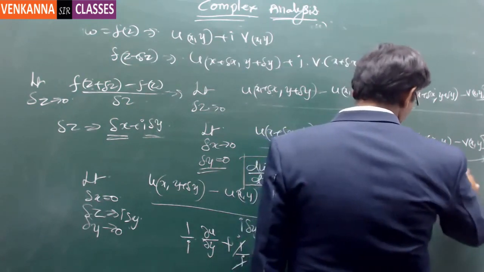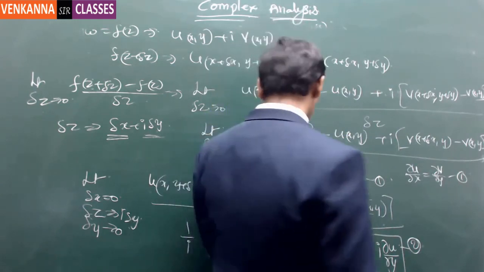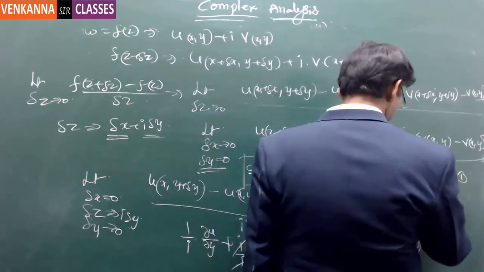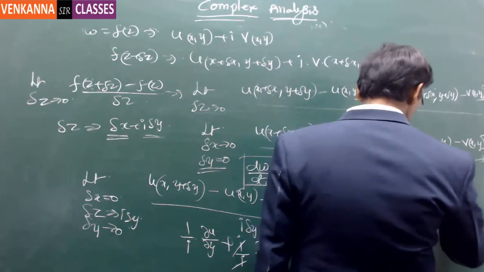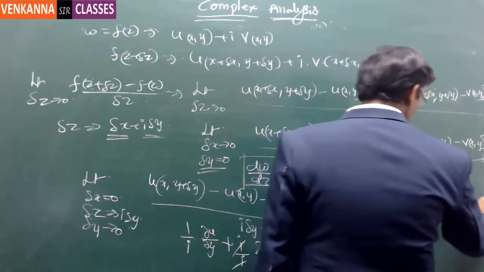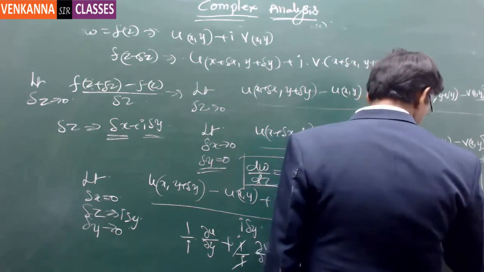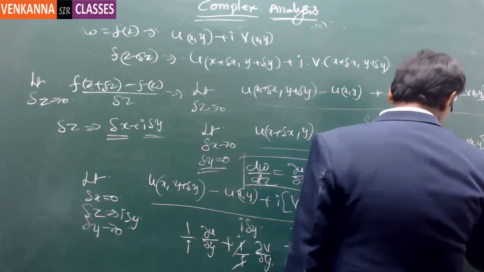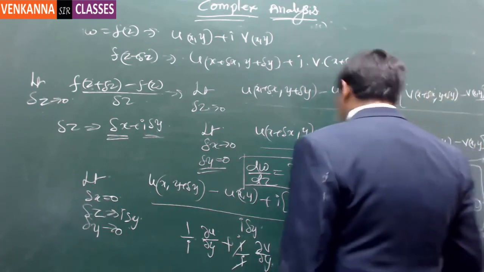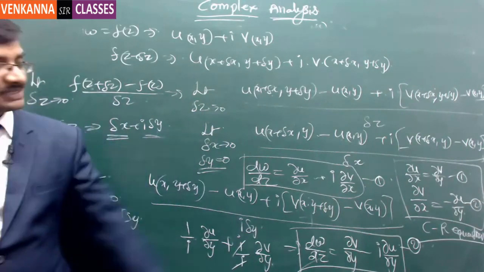This is one condition. And the second condition is dou u by dou y or dou v by dou x is equal to minus dou u by dou y. So these two are called the CR equations, or the Cauchy-Riemann equations. These are the fundamental equations. You can note down that. These are the necessary condition, the CR equations.